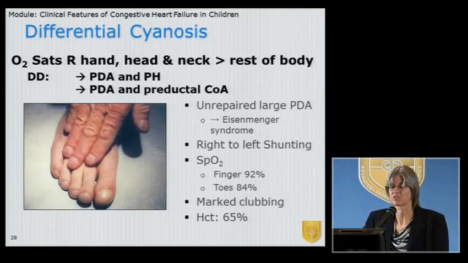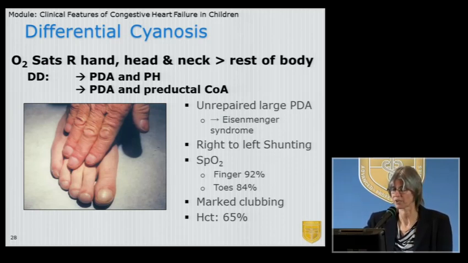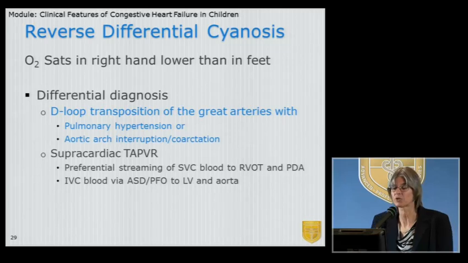Differential cyanosis: the saturations in the right hand, the head, and the neck are higher than the rest of the body. Usual differential diagnosis is a PDA with pulmonary hypertension or a PDA with preductal coarctation. Right to left shunting via the unrepaired PDA. Your saturation, that's what it looks like, the fingers are 92 and the toes 84. What you also see on the picture is marked clubbing, and the crit is 65 in this patient here.